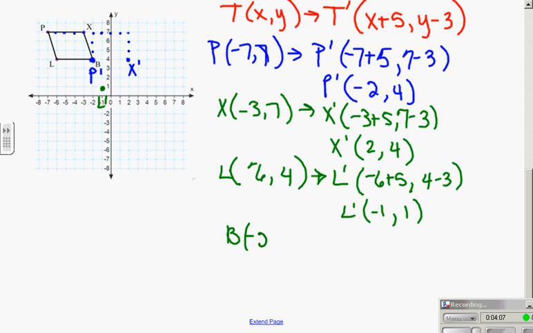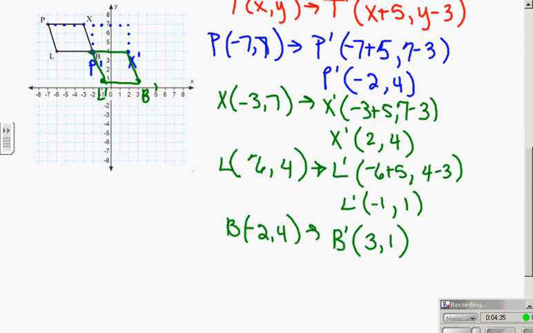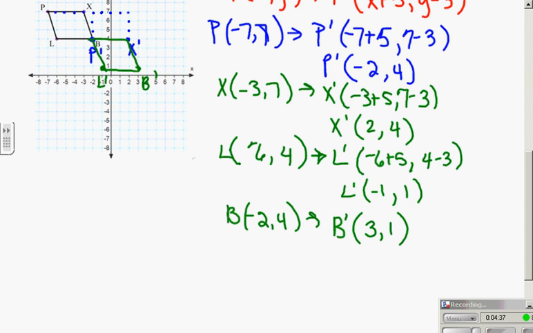And our last point is B, and B is at negative 2, 4. So B prime is at, now if you can do this in your head, it's fine. I showed the long work. Negative 2 plus 5 is going to be 3, and 4 minus 3 is 1. You can jump straight to that point, 3, 1, if you want. Otherwise, show your work. So here is our figure. Now, if we think about our properties of translations, what happens here?